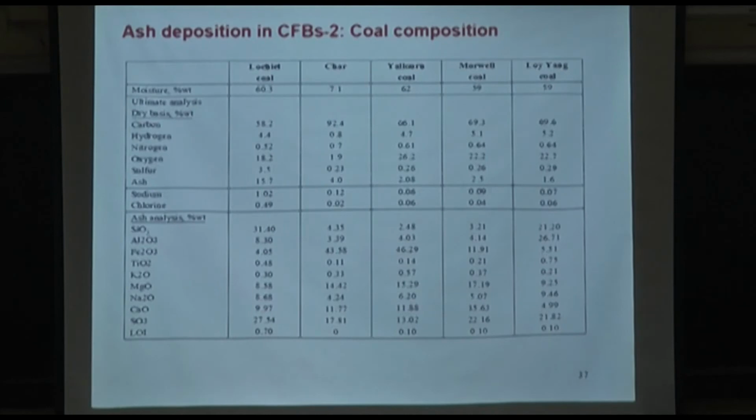Okay. Sorry? Now, so this is the coal analysis. Yeah, yeah, yeah.